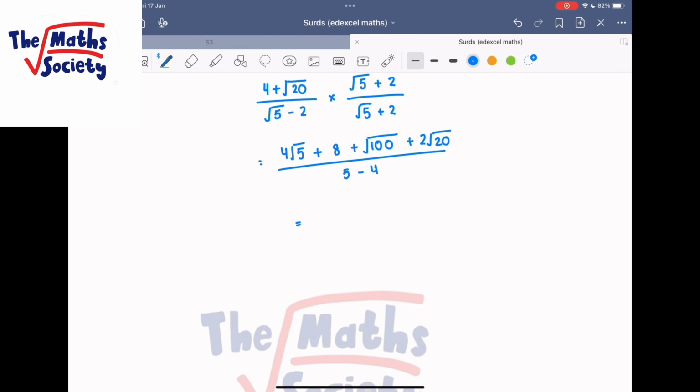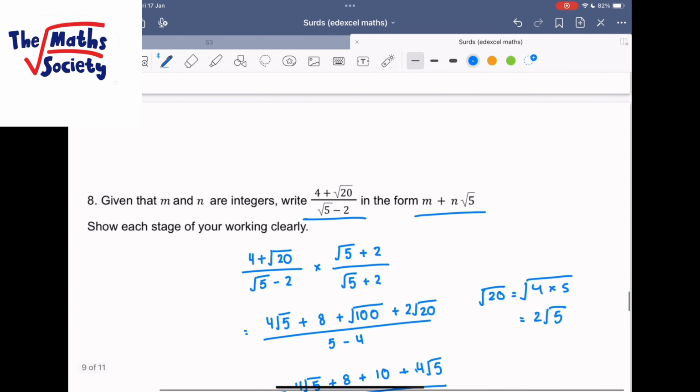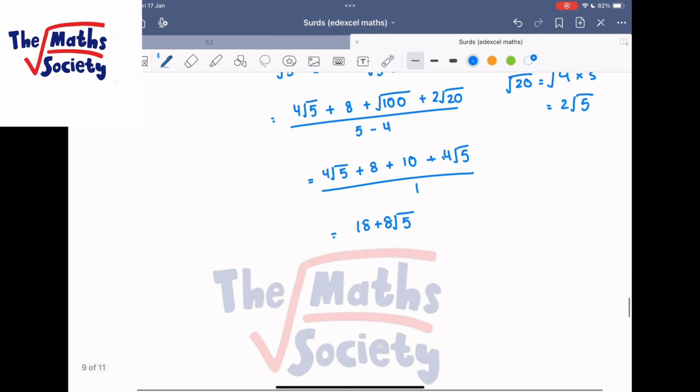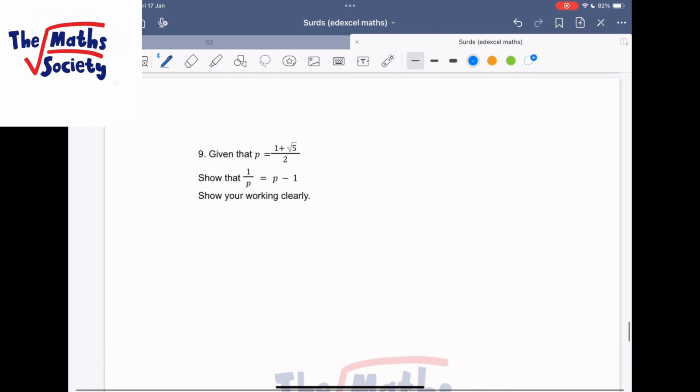So you will have 4 root 5 plus 8 plus 10, plus this one as well. Root 20 is 4 multiplied by 5, right? Which is a square, so that should be 2 root 5. So it should be 4 root 5 divided by 1. So you will have 18 plus 8 root 5. And check if it's in the form m plus n root 5. It's in the form m plus n root 5, so it should be okay.